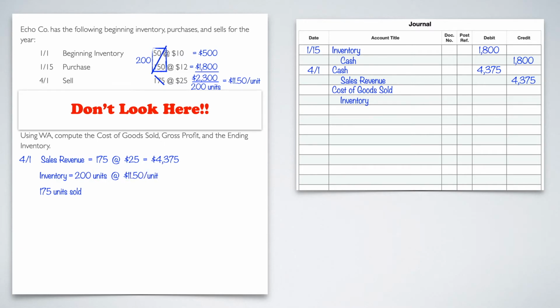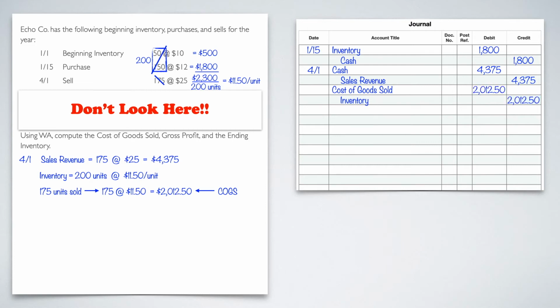That makes things a whole lot easier because now we know that we have to expense 175. So I'm going to take 175 out of that 200. And so 175 at 11.50, that's going to give me $2,012.50. That's my COGS now. So I don't have to break it down into its pieces. They're all the same cost, 11.50. So I'm going to put that 2,012.50 into my journal entries.